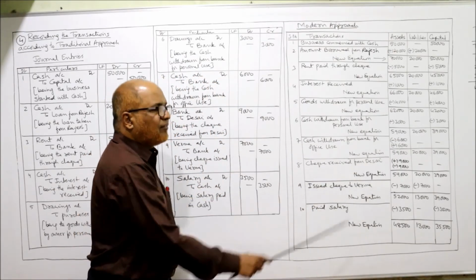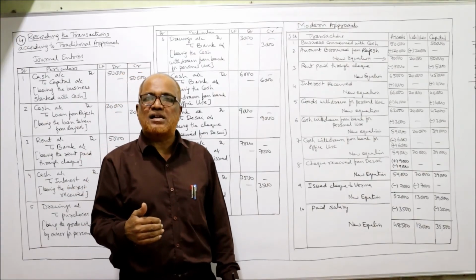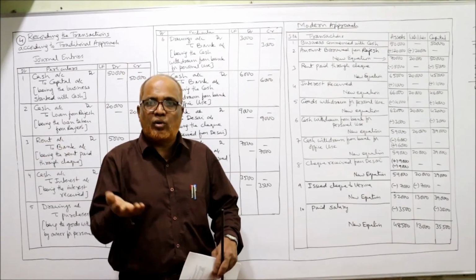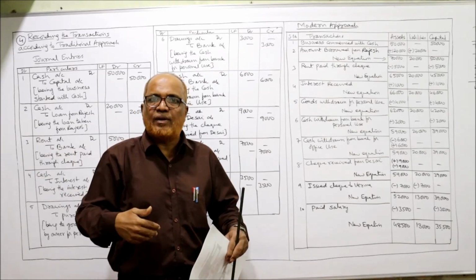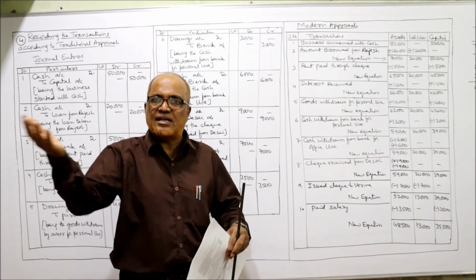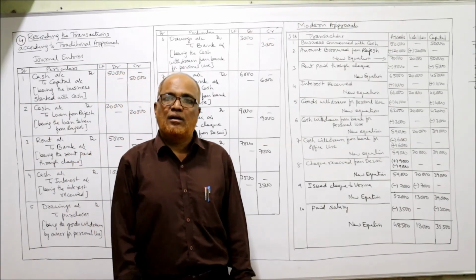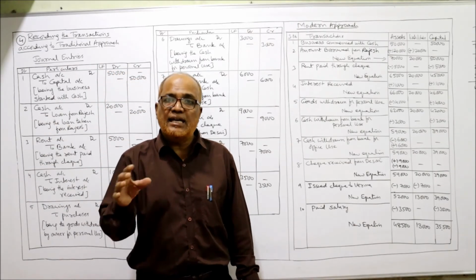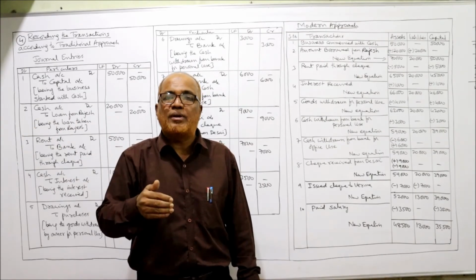Now check received from Desai. Desai was the customer, because only a customer will pay the amount. We have received the check from Desai. Why has Desai given us the check? Because earlier we have sold the goods to Desai. Right? So Desai is a debtor. Now we have received the cash from debtors.